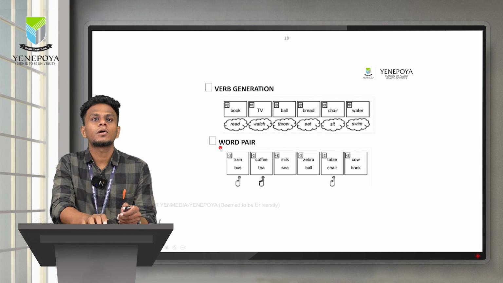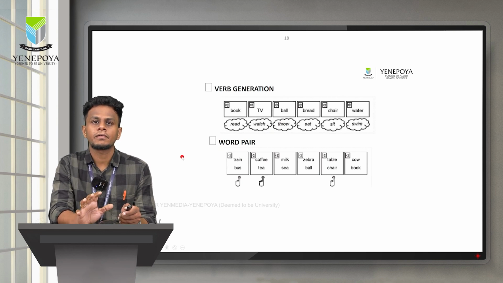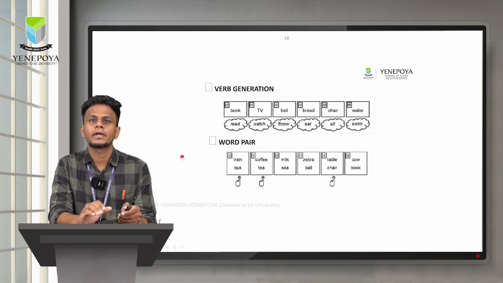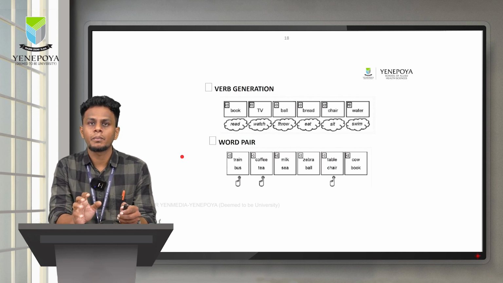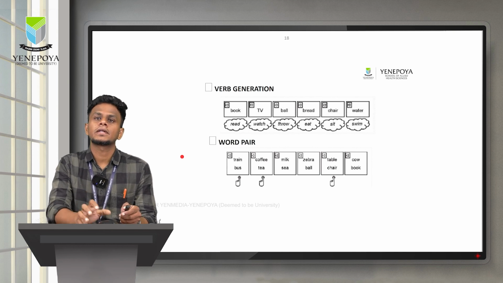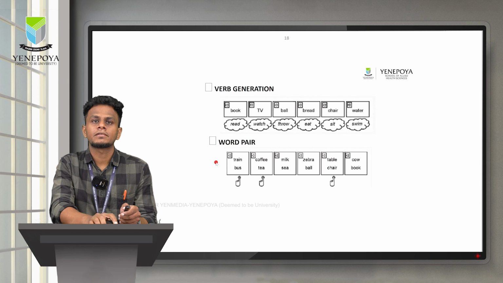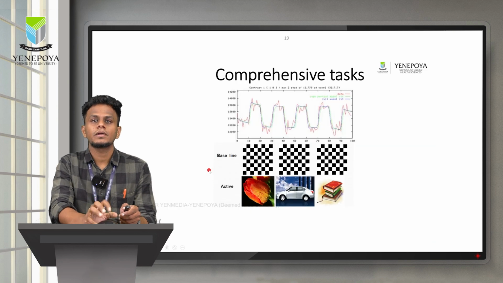And there is something called word pair. In the joystick controller they can use, for example, train and bus, which are related, coffee and tea, which are related, but milk and sea are not related. If they have the comprehension skill to identify those paired words and react accordingly, then their comprehension task is monitored.